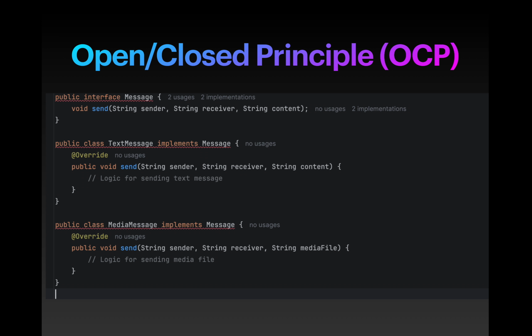In this particular example, the message interface defines the contract for sending a message. We have two different implementations of this interface. One is a text message that handles the sending of plain text, and second, we have a media message that handles sending media like image or video. Later, if we want to add another message type like voice, we can create a new class without modifying the existing text message or media message. So we keep it open for extension but closed for modification.